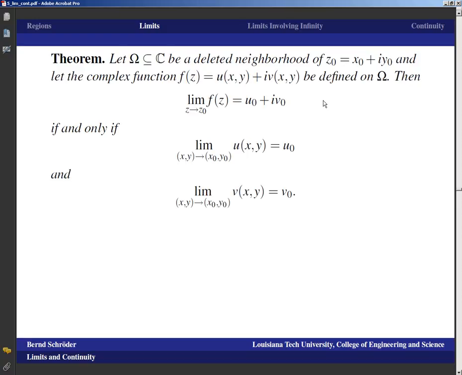This theorem basically allows us to reduce complex limits, which would have a real part and an imaginary part, to real limits. And that means that if we choose to do so, we can take a complex limit, puzzle it apart into real and imaginary parts, and use all the things that we know about limits of functions of a real variable or of two real variables, which is something that is briefly touched upon in multivariable calculus.